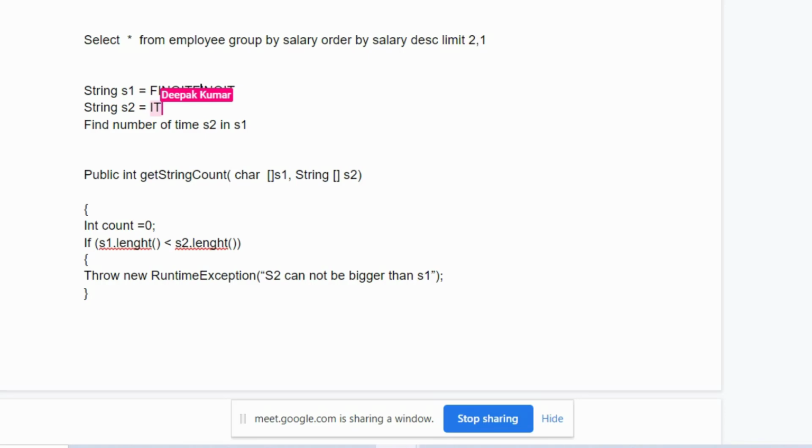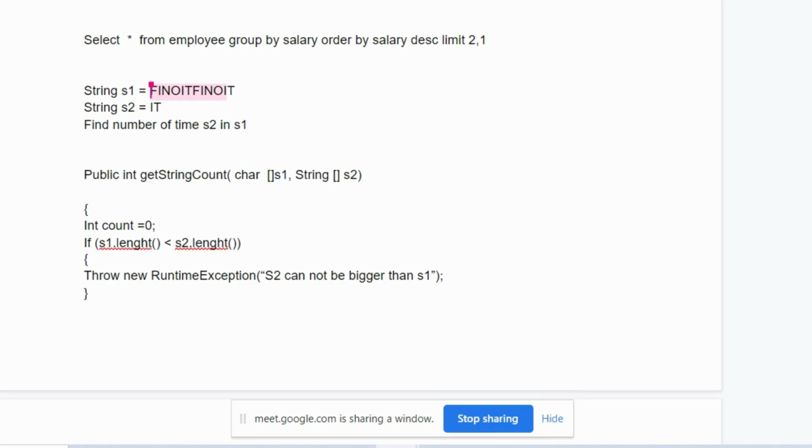So according to your logic, you are doing 12 minus 2. Till 10 characters you are running. I'm thinking 10 plus, like L1 minus L2 plus 1. It will be plus 1. Try to compare till I, and now at I only one element is remaining.